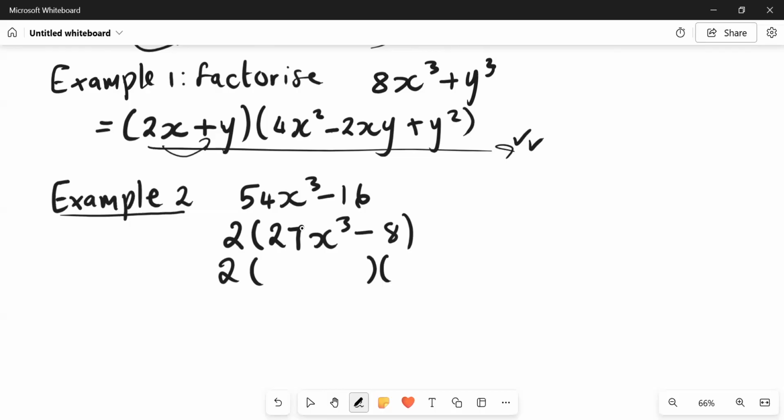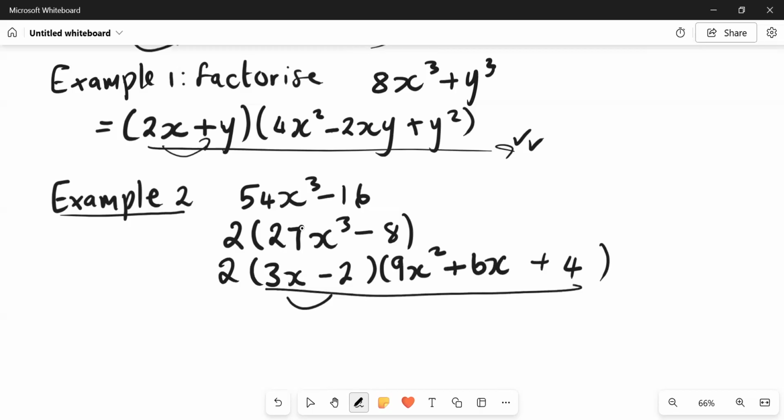What do we do? What's the cube root of 27? That's 3. X cubed, that's x. Cube root of minus 8, that's minus 2. So far, so good. And then square the first term, you'll have your 9x squared. Multiply these two, that's minus 6x. Change the sign, that's positive 6x. So that's plus 6x. And then square the last term, that's plus 4. And we're done. Simple as that.